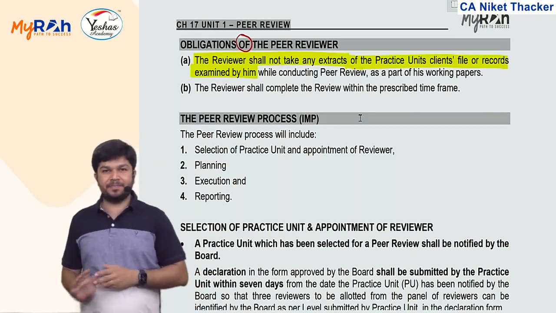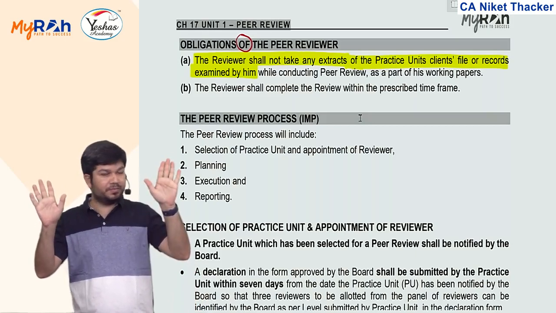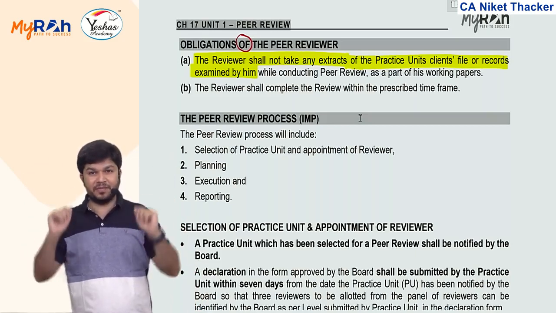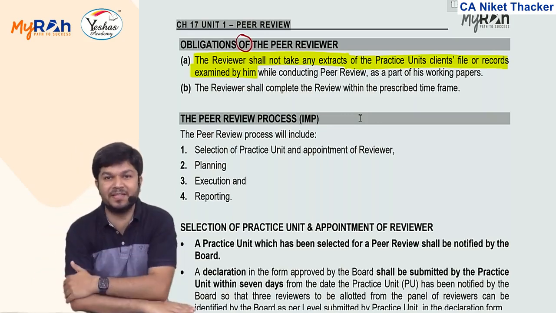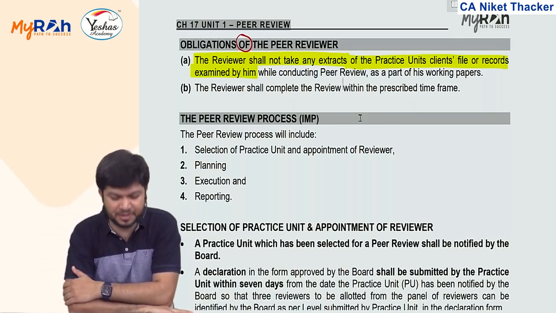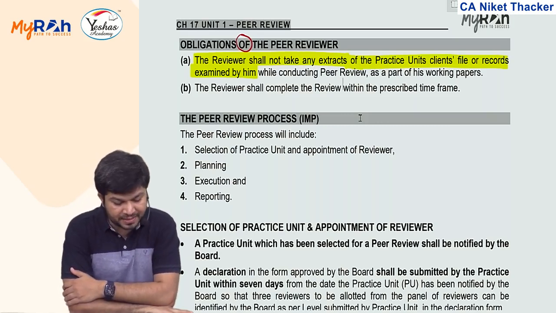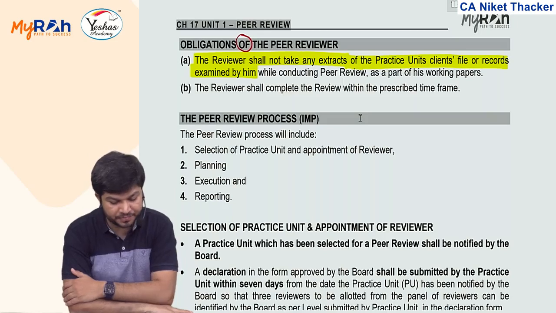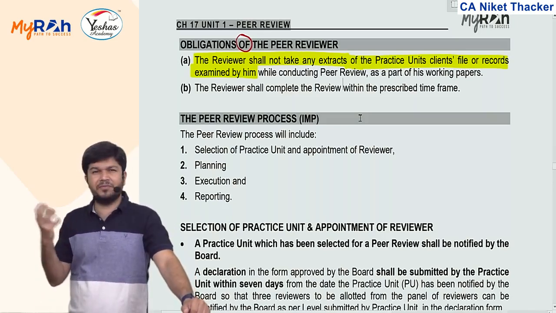Simple. First, selection of PU and selection of reviewer. PU selected, reviewer appointed. Then planning will happen. Reviewer will go visit, execution, and then he will report. The selection of PU, appointment of reviewer. Stage 2 is planning. Stage 3 is execution. 4th is reporting. Okay, the first, which PU there will be a review?